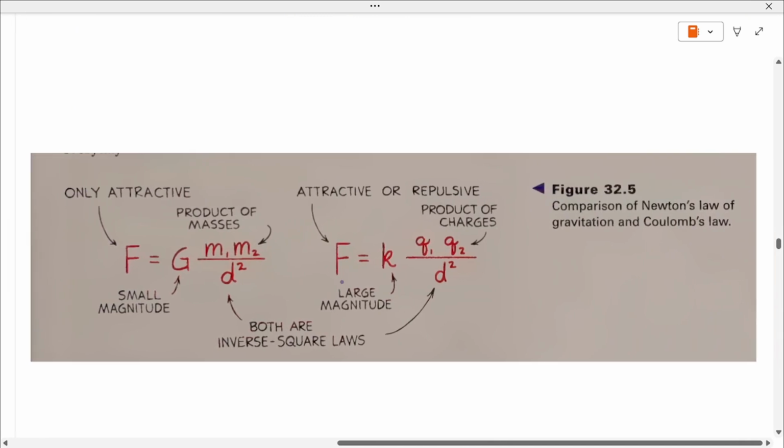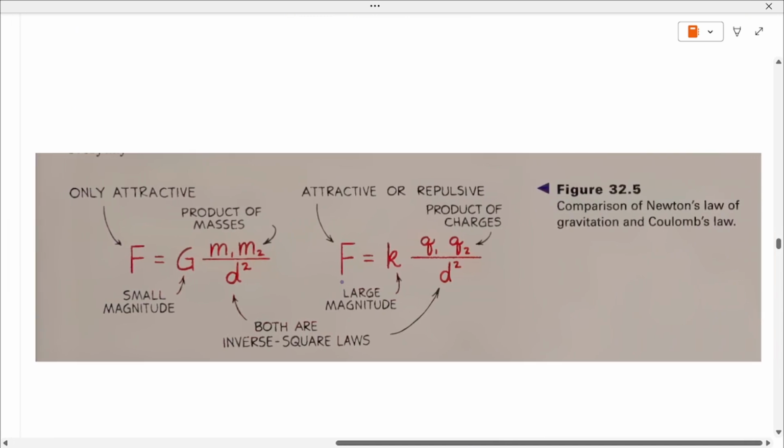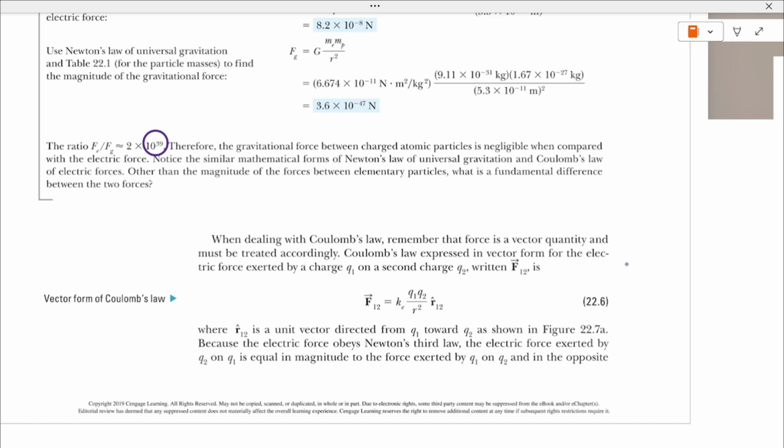And this can be summarized in this side-by-side comparison here by looking at the two constants. Coulomb's constant has a very, very large magnitude compared to Newton's constant. Newton's constant is on the magnitude of 10 to the minus 11th, while Coulomb's constant is on the magnitude of 10 to the positive 9th. Many, many times larger. Now on to the vector form of Coulomb's law.